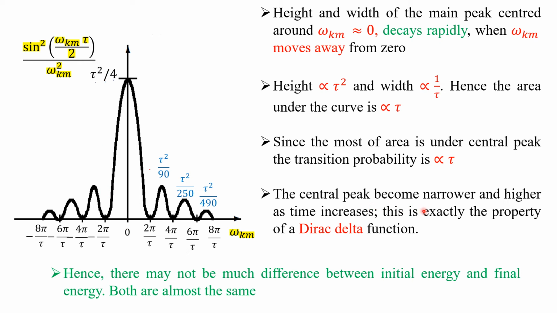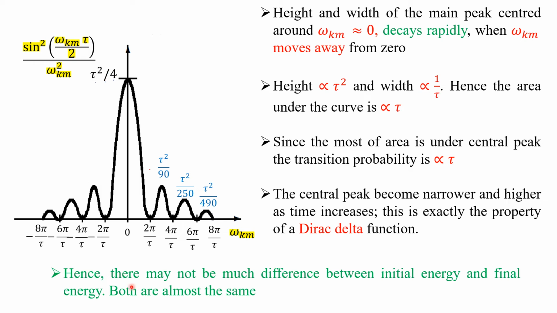The central peak becomes narrower and higher as time increases. Remember that time increases means it's coming closer to 0, because this x-axis is time. So the central peak becomes narrower and higher as time increases. This is exactly the property of the Dirac delta function: it is 1 at 0 and all other places it will be 0. So it approaches the Dirac delta function property.